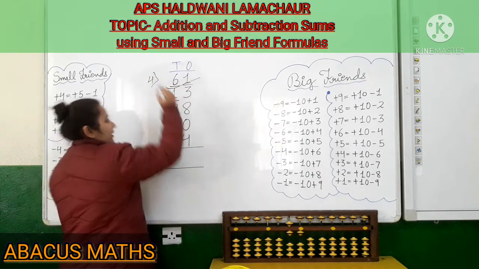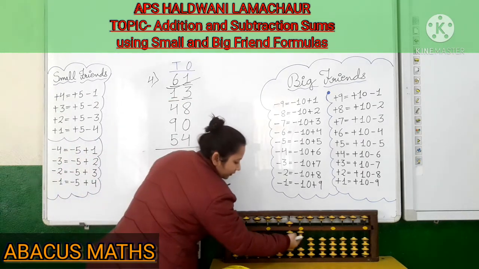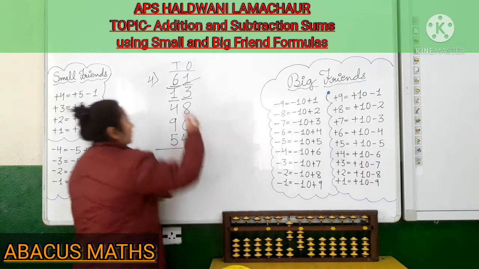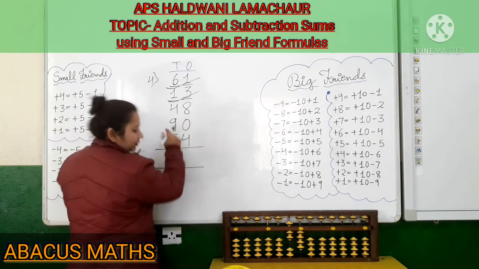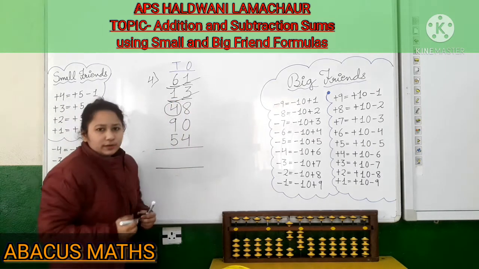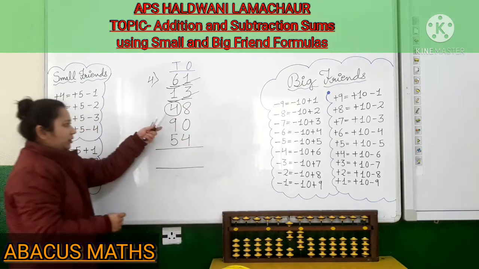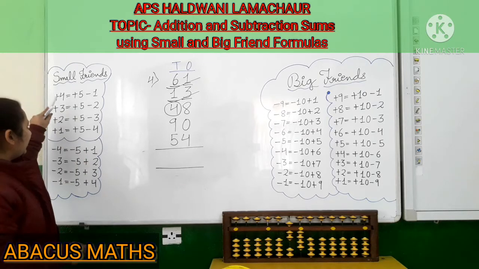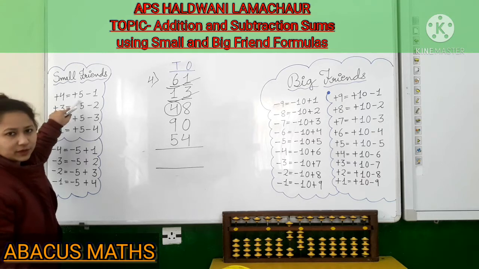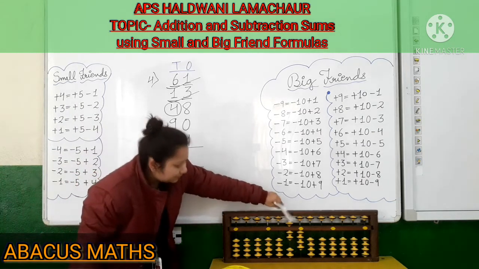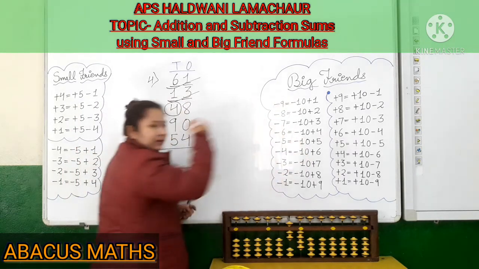Now next add 1 in tens dot, and this 3 in ones dot. 1, 2, 3. And your 13 is also done. Now you can see kids, you have to add 4 in tens dot. But you can see the bead is not there. Now for 4, use the small friend. But in small friends, for adding 4, the first number you have to add is 5. Now 5, you can see that 5 is already added. So for adding 4, we will take the help of big friends.